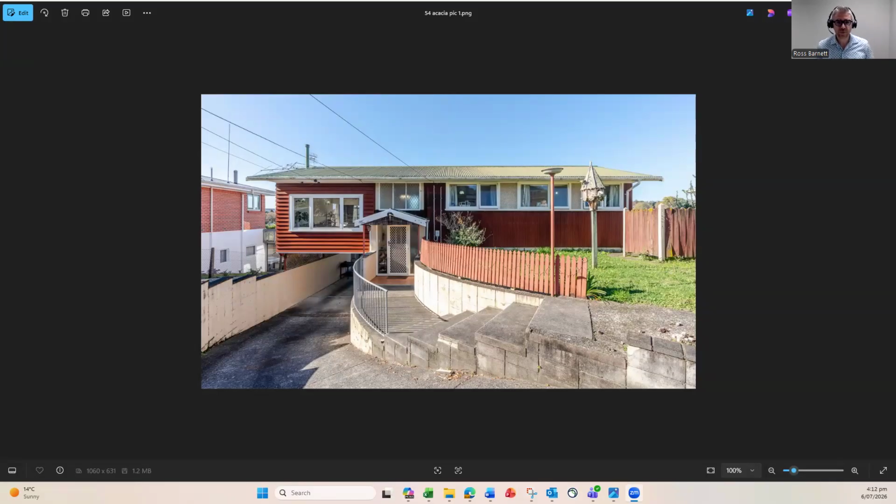Hi, I'm Ross from Lifetime Property Accounting, and we're going to talk about interest limitation today. We're going to look at what is the effect of interest limitation on a stock standard rental.